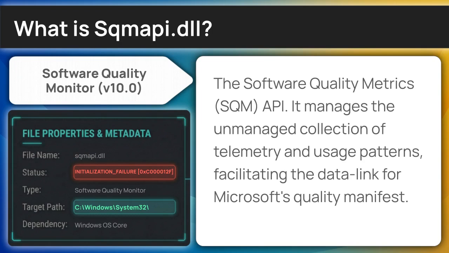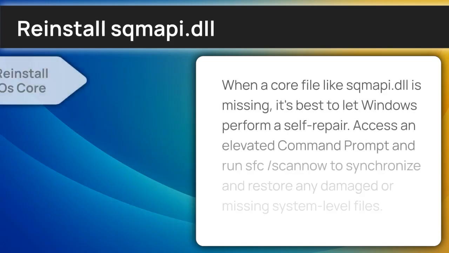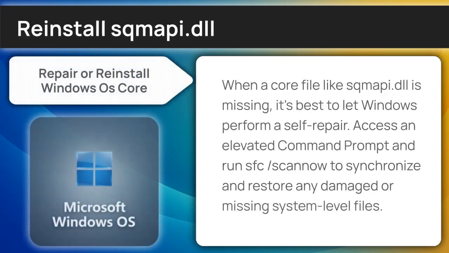Now let's apply the fix by reinstalling the shared system library. When a core file like Sqmapi.dll is missing, it's best to let Windows perform a self-repair. Access an elevated command prompt and run sfc /scannow to synchronize and restore any damaged or missing system-level files.